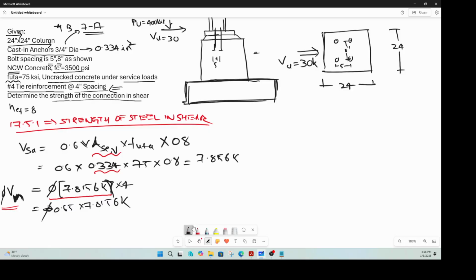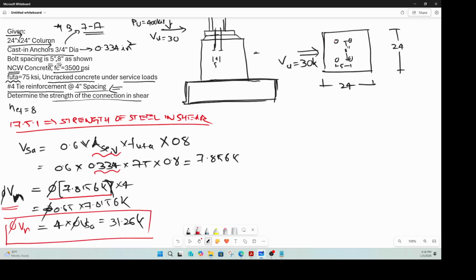So the phi Vn value here will come out to 4 times phi VSA, which is equal to 31.26 kips. Okay, so phi Vn. That is the capacity of all the 4 bolts. That is how much you need to apply for the steel bolts to shear off, assuming the concrete is strong. Okay, but let's check the other limit states.